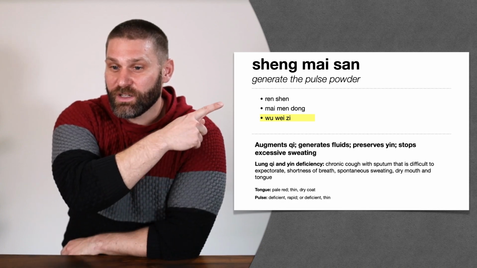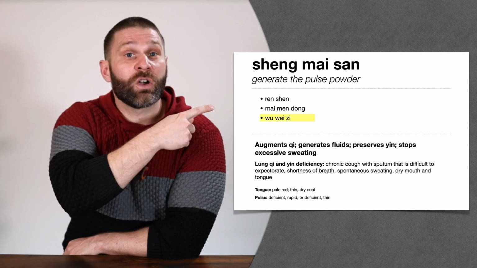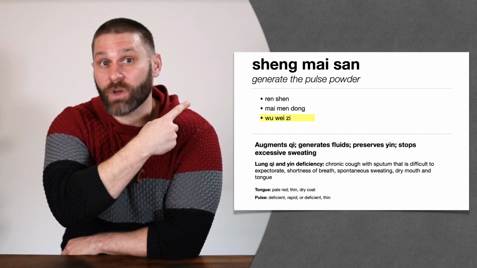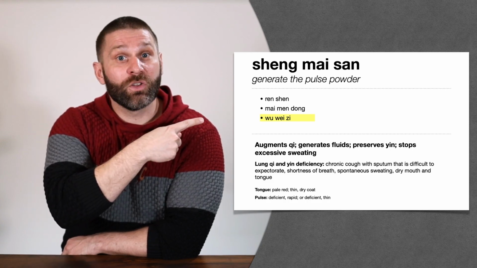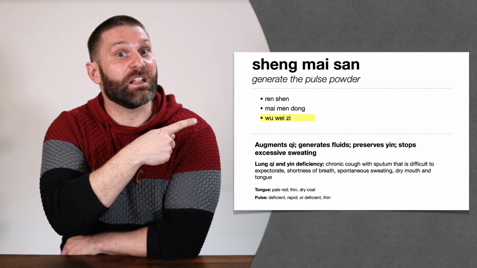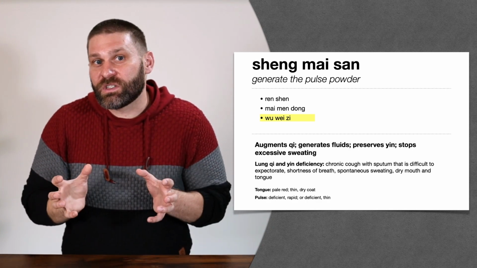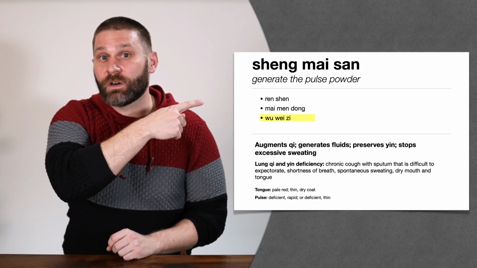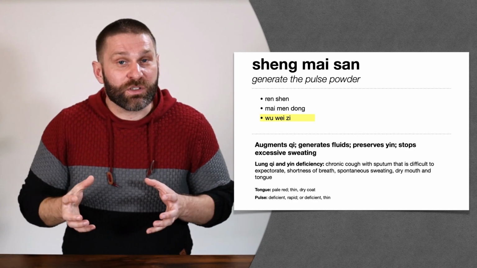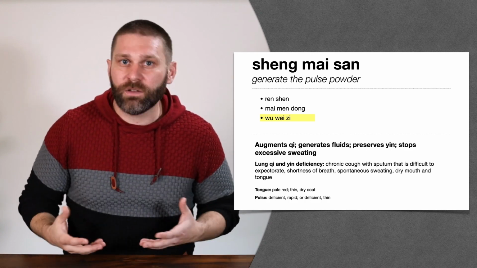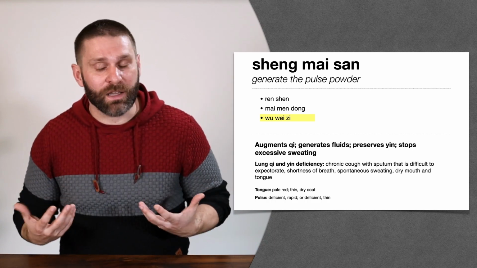So when you look at the ingredients here, we've learned all of these, and this actually tells us exactly what the formula does. Remember, Renshen tonifies qi. It tonifies all types of qi, including lung qi. Maimendong tonifies yin, especially lung yin. And then Wu Weizhi is sour in flavor. It induces astringency to stop sweating. So we have one herb that tonifies qi, one herb that tonifies yin, and one herb that induces astringency. So this is for lung qi deficiency plus lung yin deficiency, where we have coughing and sweating as well.